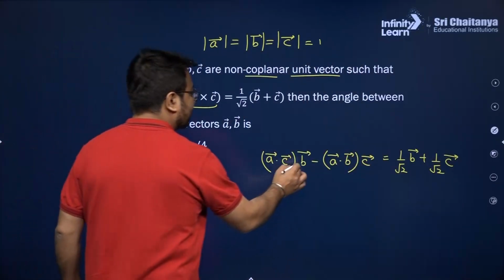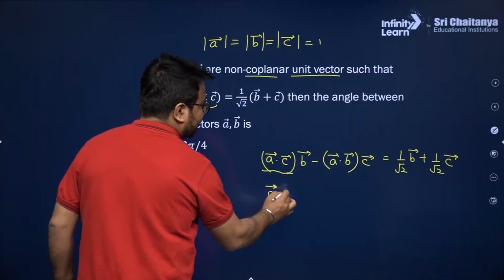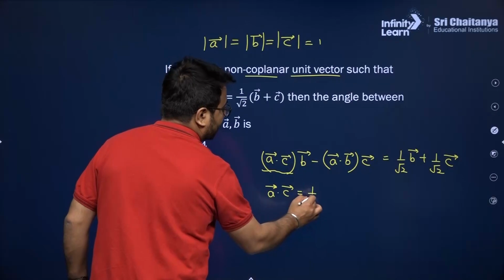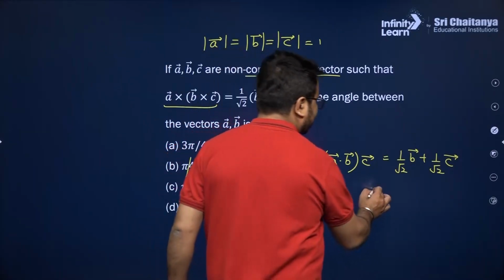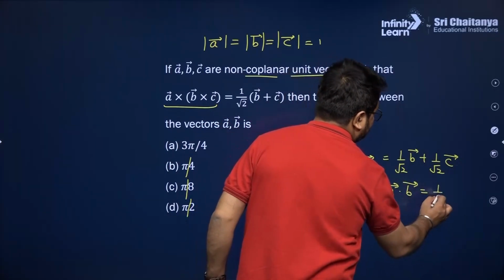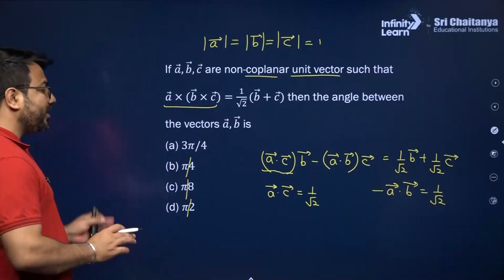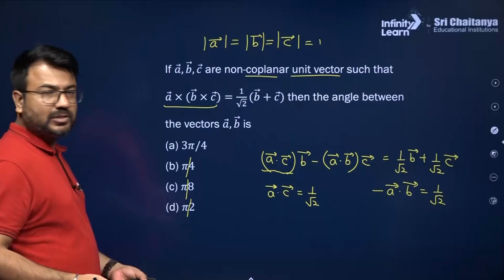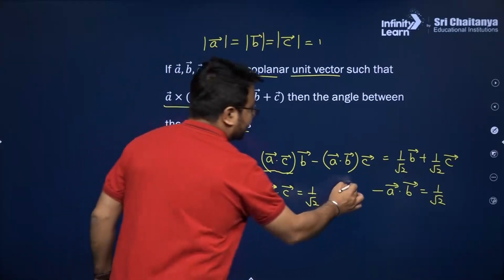Basically the coefficient of B vector is A dot C. So we can write A dot C is equal to 1 upon root 2. Moreover, the coefficient of C is negative A dot B. So I am writing negative A dot B is equal to 1 upon root 2. I hope this is also clear to you. So A dot C is with us, A dot B is also with us. I want to get the angle between A and B.